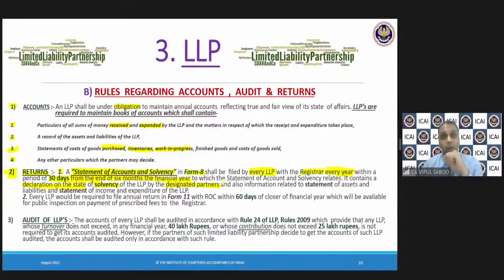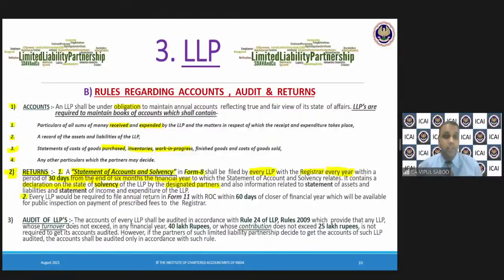That designated partner has to file this form by affixing his digital signature. All the forms are electronic, with digital signatures, right? And also information related to the statement of assets and liabilities and the statement of income and expenditure. What is it? The statement of assets and liabilities is like the balance sheet. The statement of income and expenditure of the LLP is the profit and loss account. So this is what the statement of accounts and solvency is.